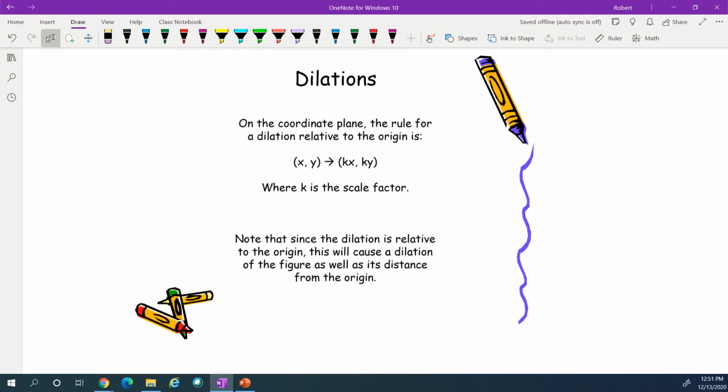And here's our rule for dilations. The rule is probably among the most simple. All we're doing is multiplying everything by the scale factor. All our x's, all our y's. We have one scale factor to use for everything. We just have to identify, is it getting bigger or smaller?